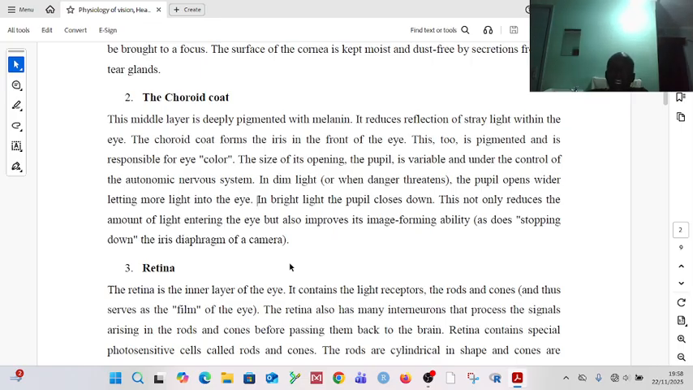The iris as well is pigmented. People say this one has dark eyes, this one has blue eyes. So it is the color of the iris that gives you the color of your eye. If you have a black iris, you'll have black eyes. If you have a blue iris, then you'll have blue eyes.